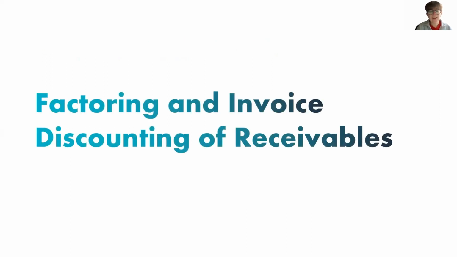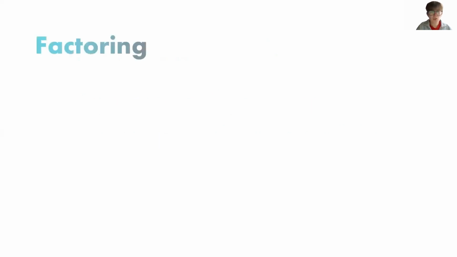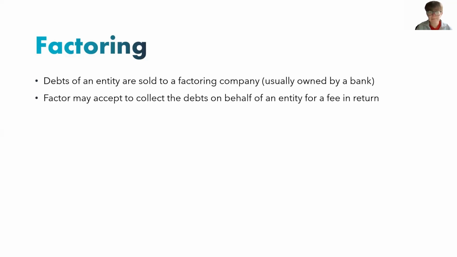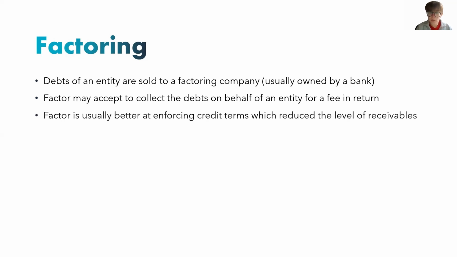The next one then is factoring and invoice discounting of receivables. So what is factoring then? This is essentially where debts of an entity are sold on to a factoring company. The factoring company will usually be owned by a bank. A factor may accept to collect debt on behalf of an entity for a fee in return. You could go to a factor and they can refuse to do it for you. A factor is quite good because they are usually better at enforcing credit terms, which obviously is going to reduce your level of receivables.